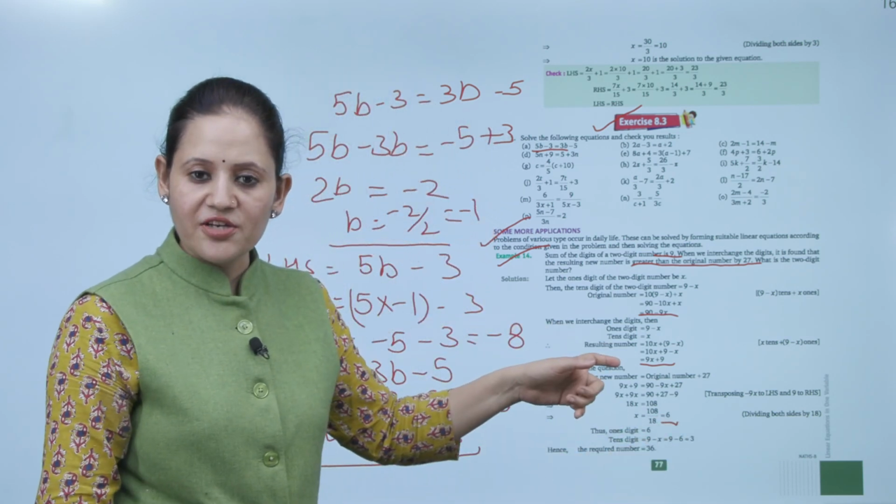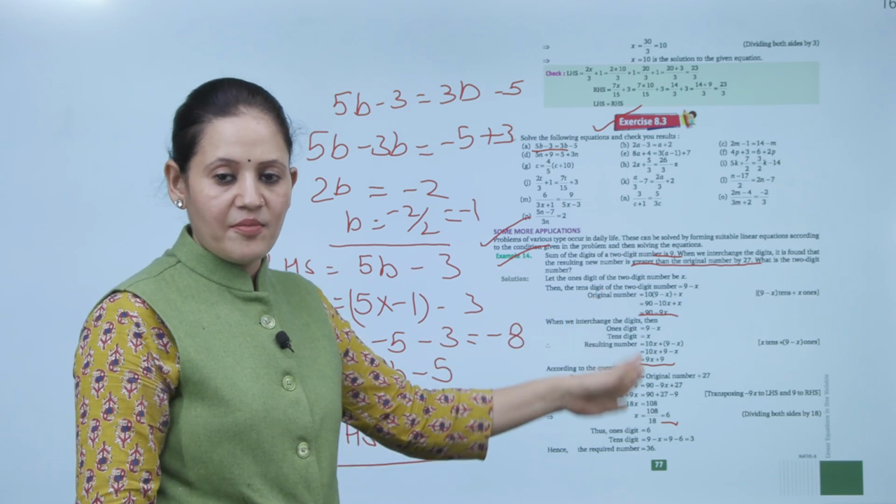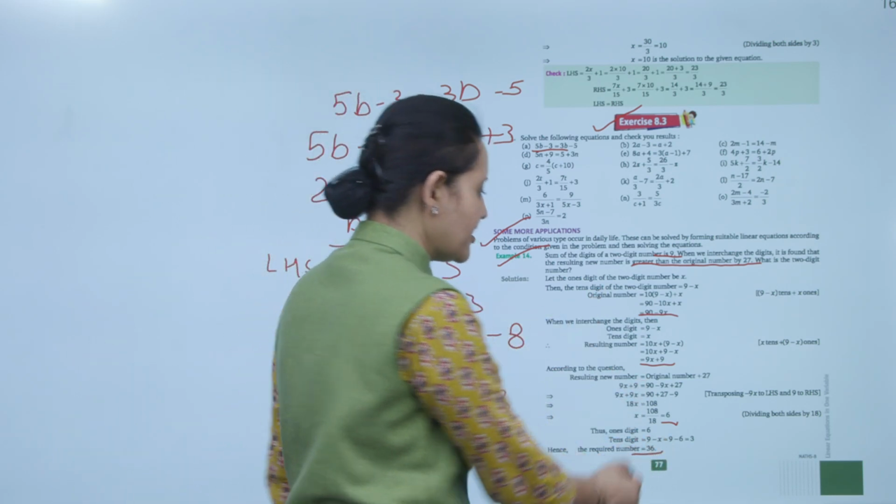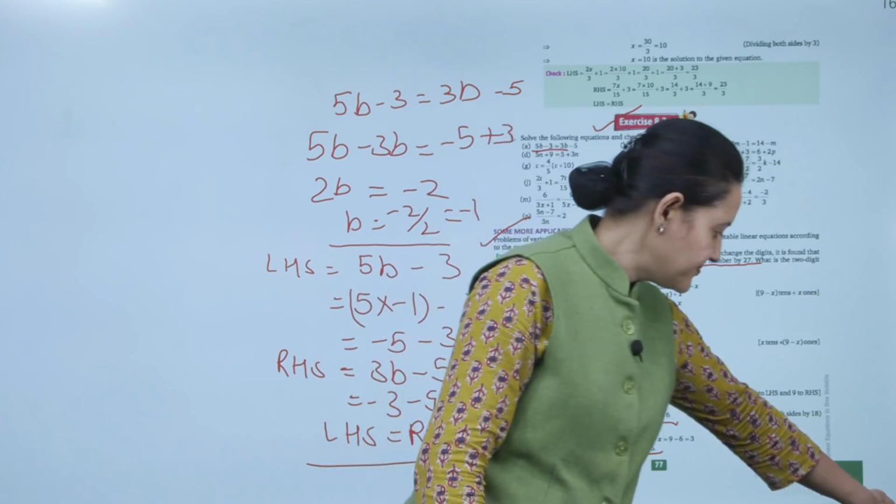So what will the ones place digit be? 6, and the tens place digit is 9 minus 6, that is 3. So what will our number be? 36.